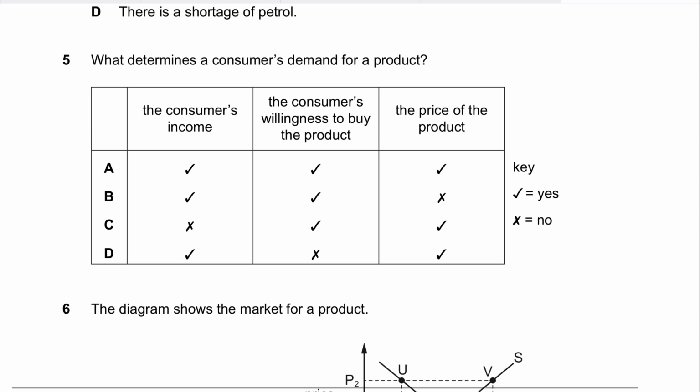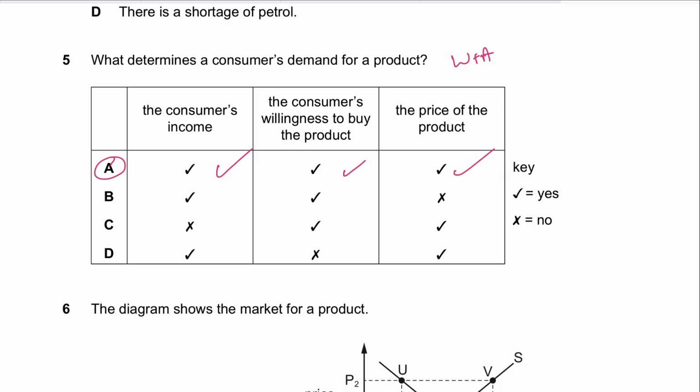Question number 5 says, what determines a consumer's demand for a product? Option A should be the correct answer, because you see, what is demand? Demand means the willingness and the ability to buy a product at a given price. So consumers' demand depends upon the price of the product. Yes, it depends upon the willingness to buy it, and it also depends upon the consumer's income.